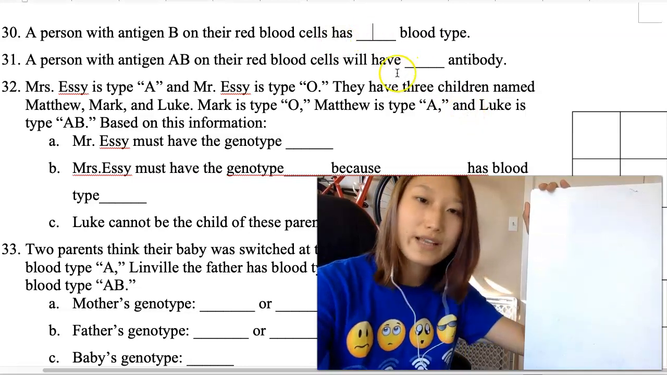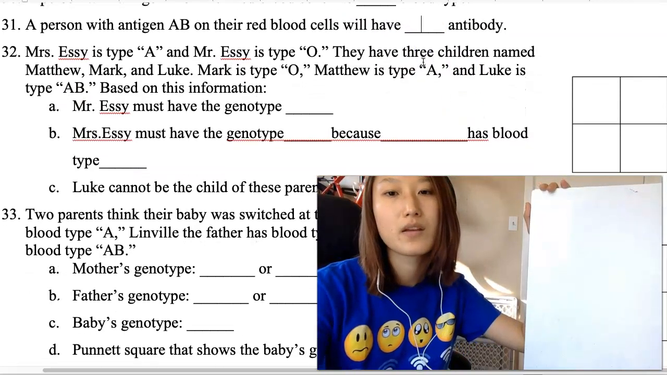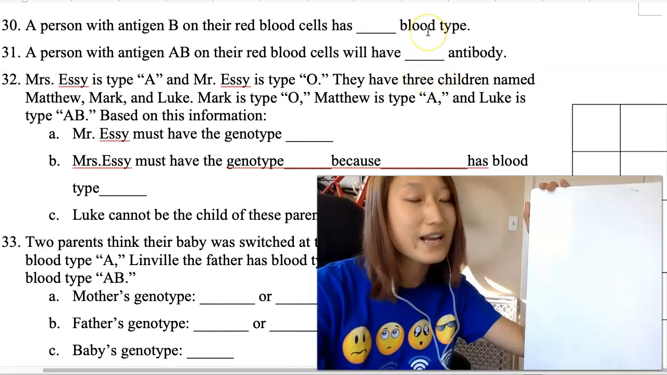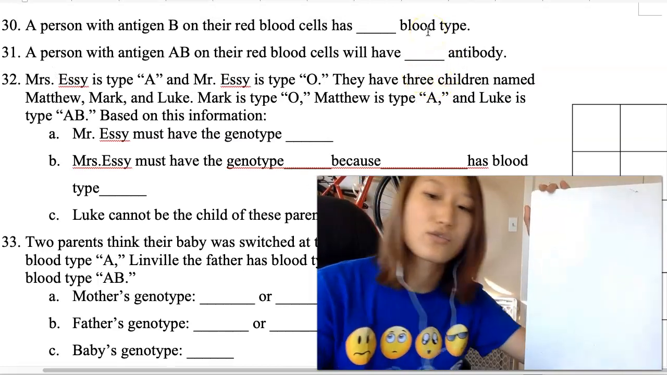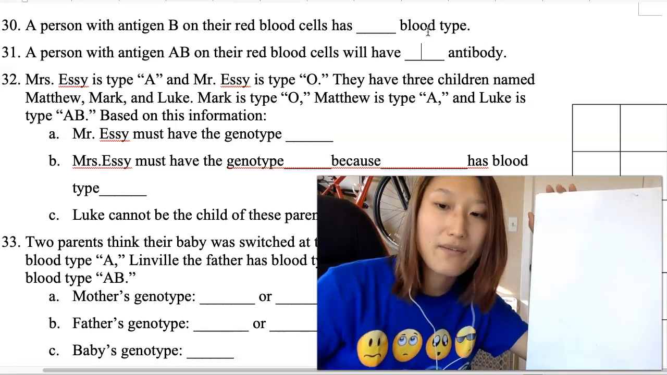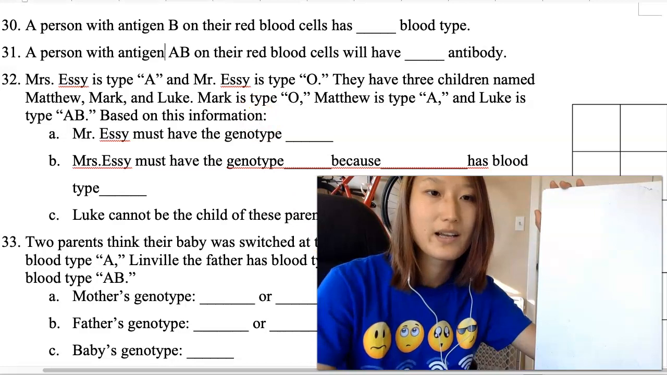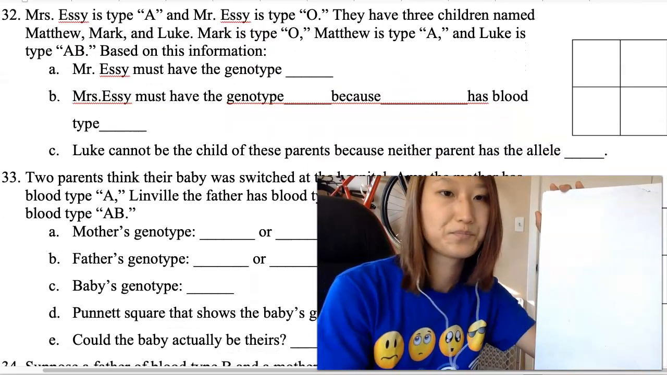A person with antigen AB will have the blood type AB, which means you can't have any antibody at all, because if you have any antibody, it will bind with antigen A or B and then it's going to destroy the blood. You don't want that. All right, 32.